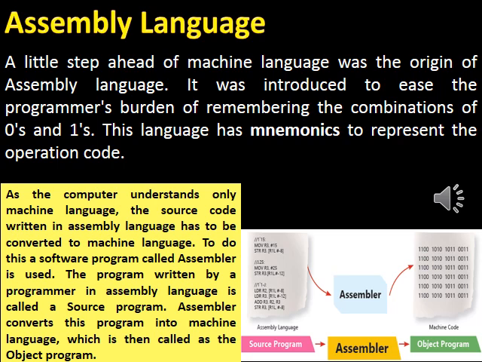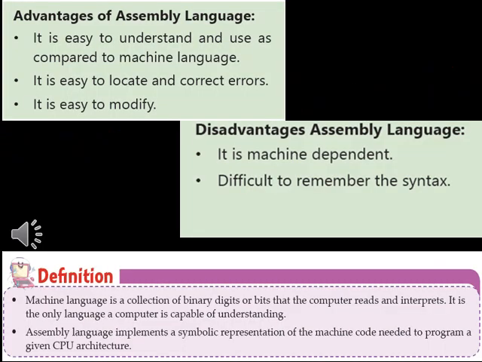As we know, a computer understands only machine language. The source code written in assembly language has to be converted into machine language so that the computer can understand. To do this conversion, there is a need for a software program called an assembler. Here in assembly language, the assembler is used to convert the source program that is written by the programmer into the object program.